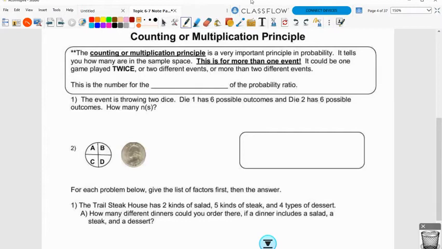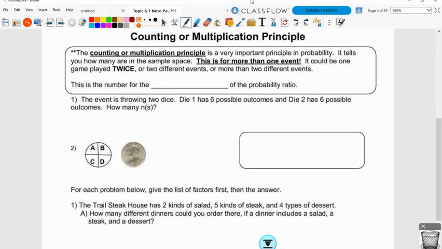In some questions, you might only want to know how many possible outcomes are there. And if you don't want to make a tree diagram and then list all of them, there's something that you can use which is called the counting principle, also known as the multiplication principle. The counting or multiplication principle is a very important principle in probability. It tells you how many items are in the sample space. This can be used for more than one event. All right, could be a game that's played twice. It could be for 2 different events, or it could be for more than 2 different events.